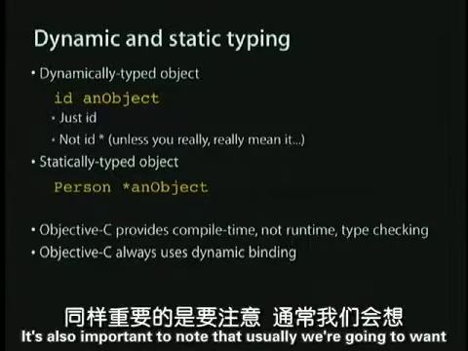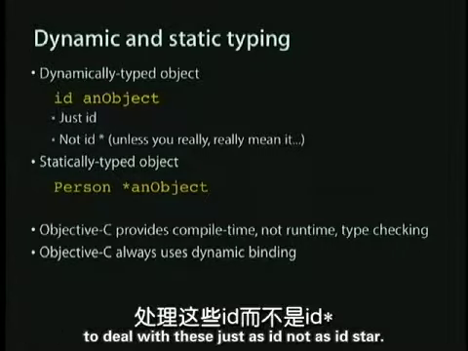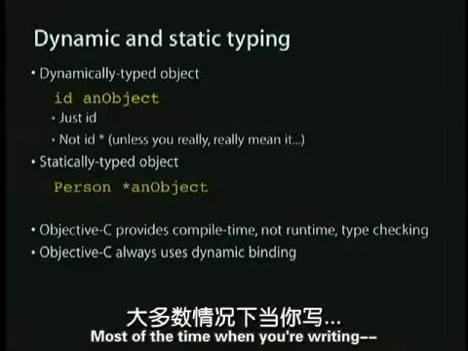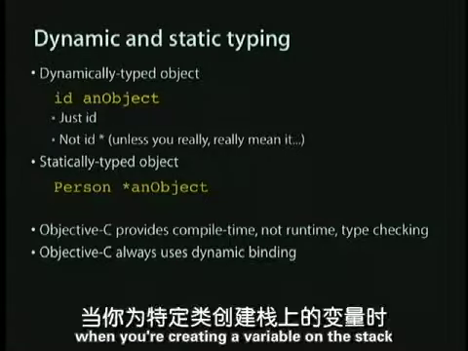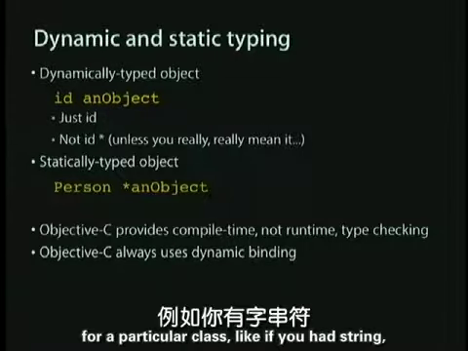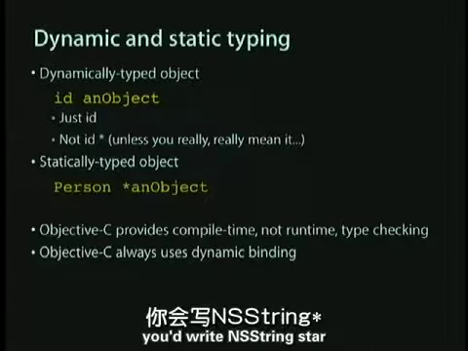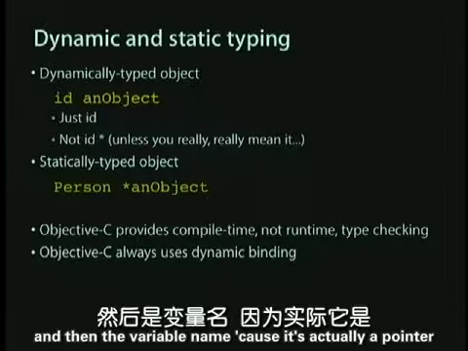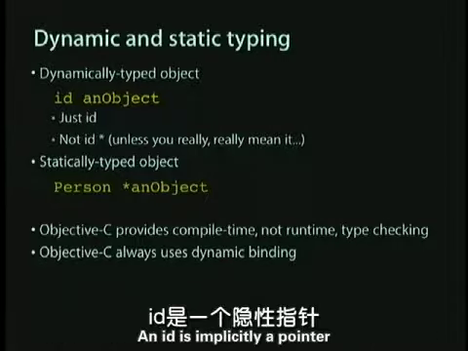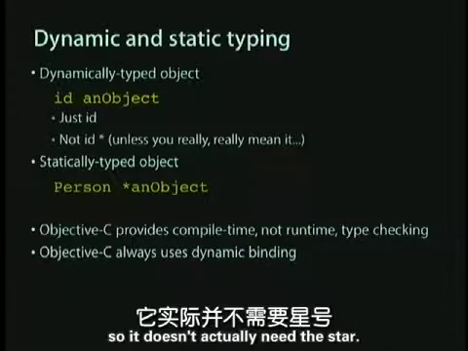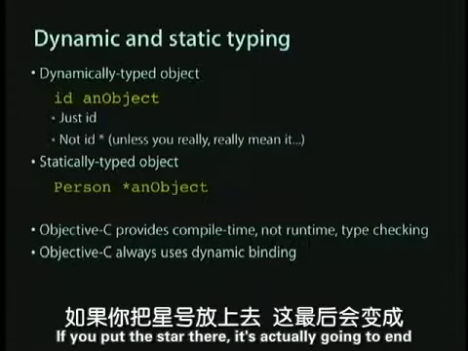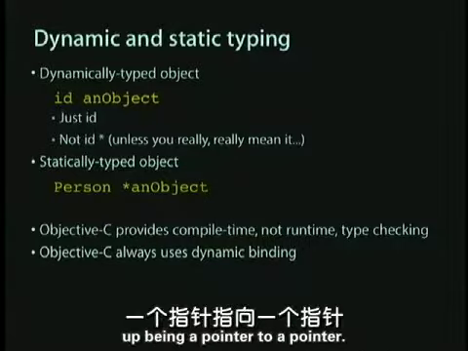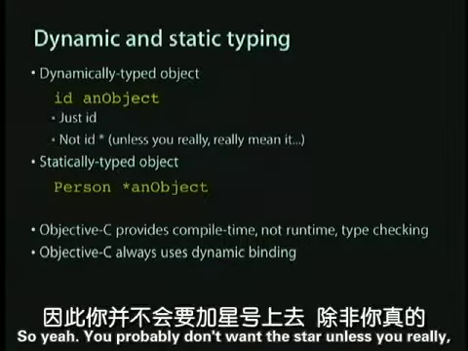It's also important to note that you usually are going to want to deal with these just as ID, not as ID star. Most of the time when you're creating a variable on the stack for a particular class, like if you had a string variable, you'd write NSString star and then the variable name because it's actually a pointer to an NSString. An ID is implicitly a pointer, so it doesn't actually need the star. If you put the star there, it's actually going to end up being a pointer to a pointer. So you probably don't want the star unless you really, really mean that.